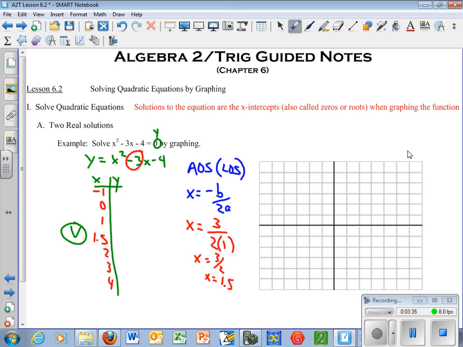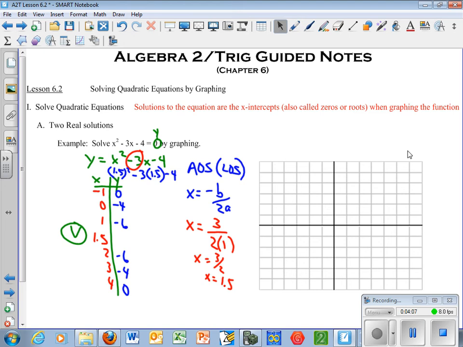At negative 1, it's 0. At 0, it's negative 4. At 1, it's negative 6. At 2, it's negative 6. At 3, it's negative 4. And at 4, it's 0. To find the actual value at 1.5, you could plug 1.5 in here and do 1.5 squared minus 3 times 1.5 minus 4.